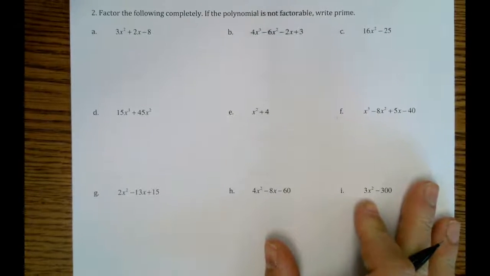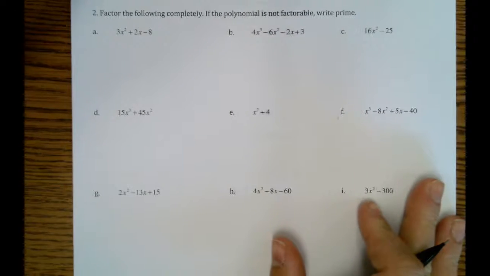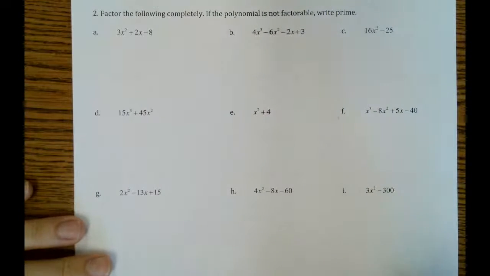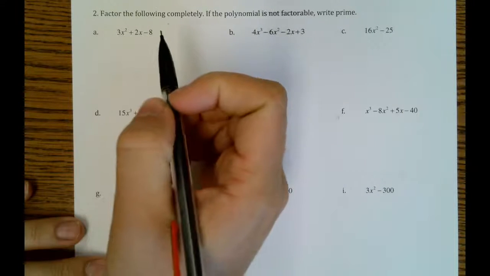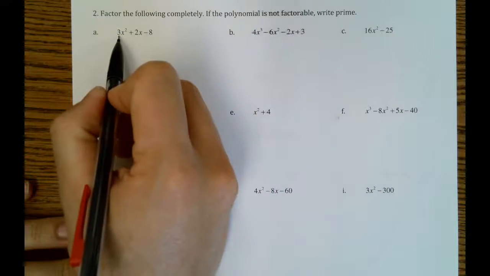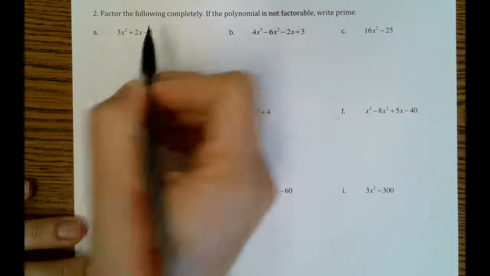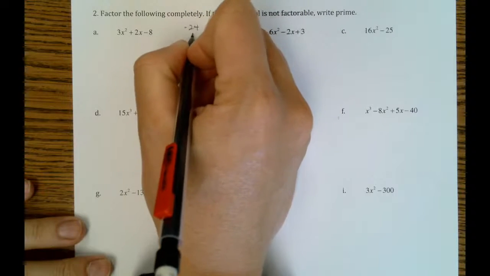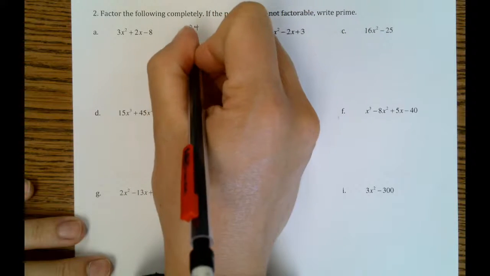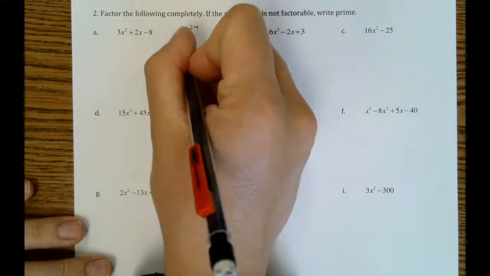Okay. Factor the following completely. If it's not factorable, write prime. Okay, so we have a trinomial. So this will be split the middle. So 3 times negative 8 is negative 24. And so we want to find all of our combinations to multiply to 24.